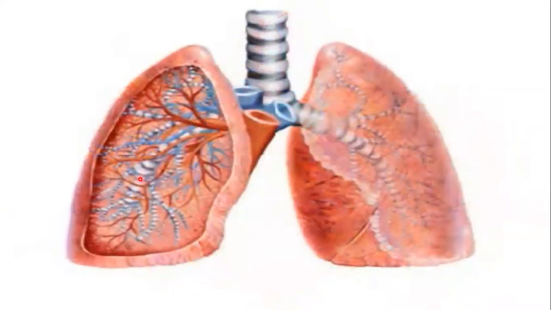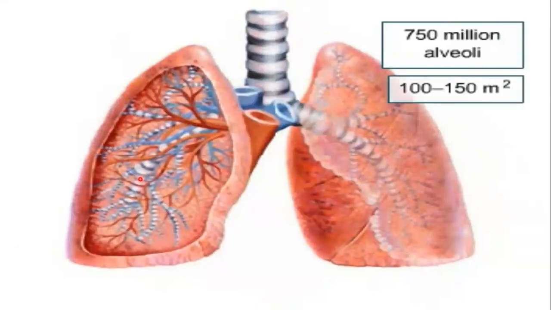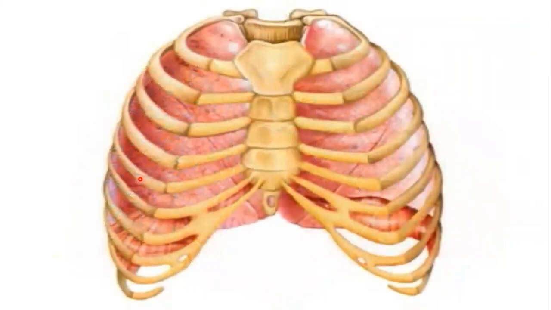The lungs of an adult human contain about 700 to 750 million alveoli, providing a surface area of about 100 to 150 square meters for gas exchange. The lungs are covered by a serous membrane or pleural membrane, which attaches them to the ribcage and diaphragm. The narrow space between the lungs and the ribcage wall is filled with a serous fluid.